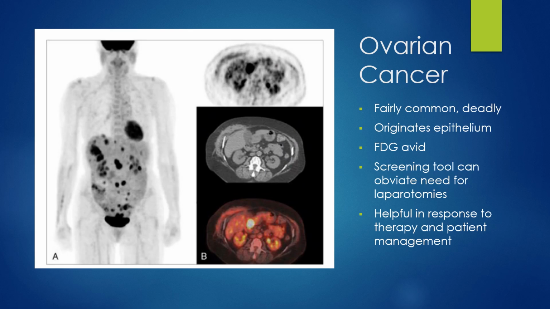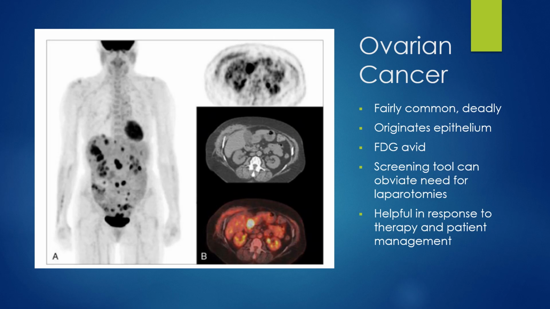This is an example of ovarian cancer. This is a patient with ovarian cancer that demonstrates extensive hepatic, peritoneal, and pelvis metastases. So this is the peritoneal, right? The inside of their abdomen lining. This is the hepatic, and then this is the pelvis ones.